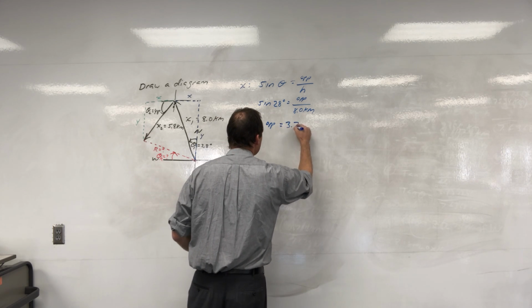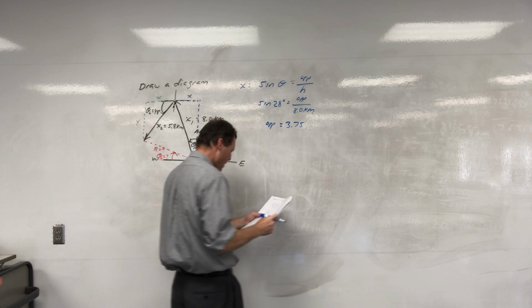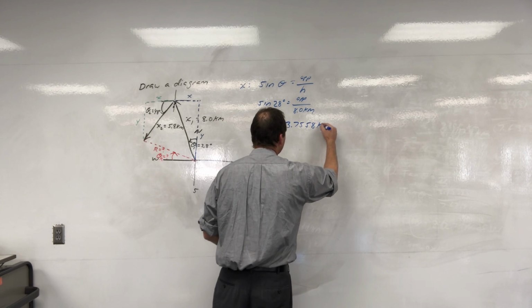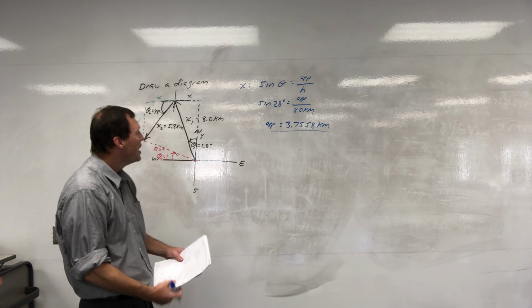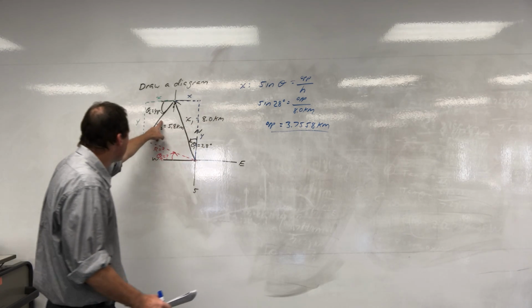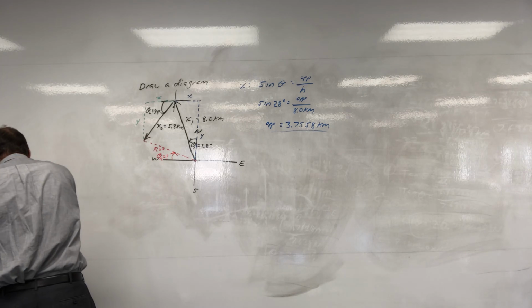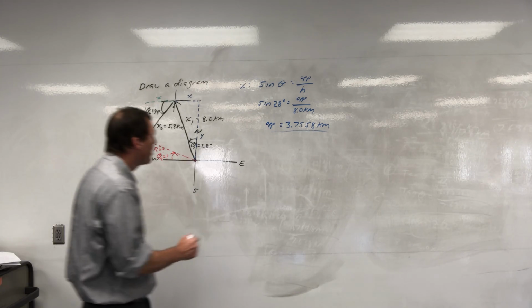So 3.7558 kilometers. I'm going to go ahead and underline that. That's important information. Now I'm going to do the same thing for this second vector. So I'll do that right now.